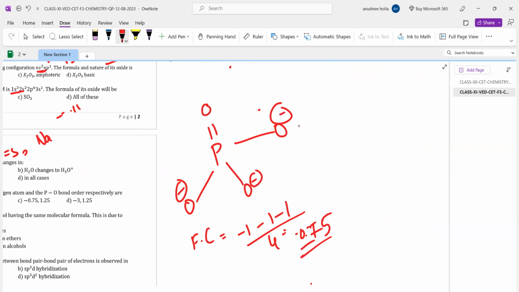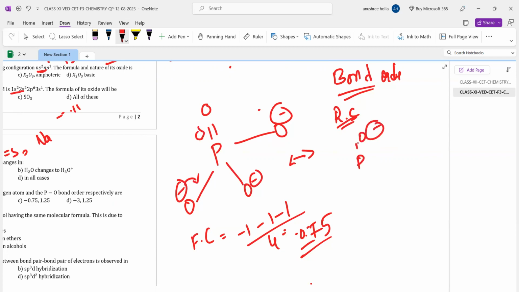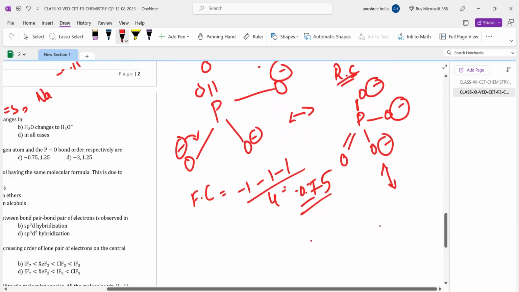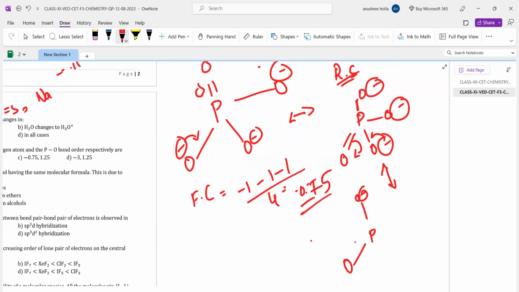Now coming to bond order. In order to calculate bond order, you have to observe the number of resonating structures. We can have 4 resonating structures for this, so this can come, this can go. You can have PO minus, O minus, double bond, and again. You should write the resonating structures in a straight line, but since I have no space, I'm writing like this. So it is PO minus, minus, double bond O, and O minus. You can also write another resonating structure.